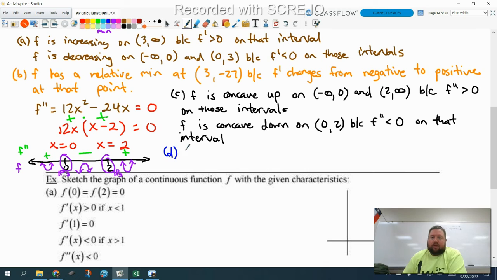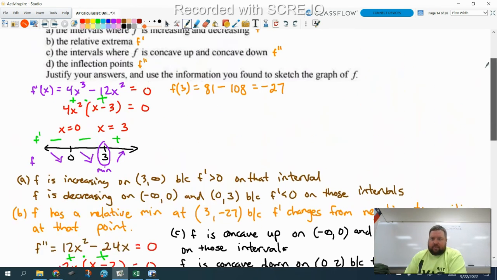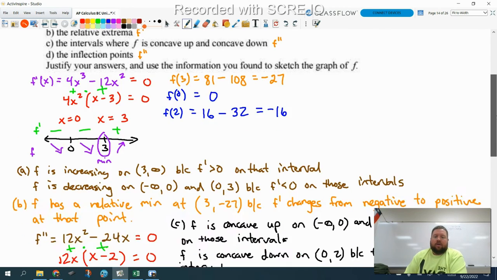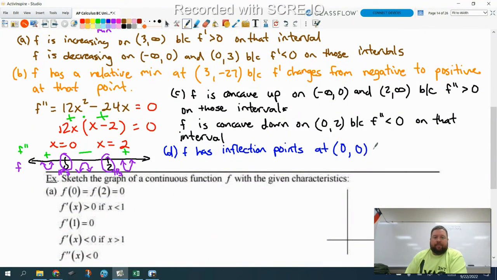Part D, f has inflection points at 0, comma. All right, and once again, I need the y values, so I'm going to do f of 0. And that's just 0. Zero's out both of those. And then I know I'm going to need f of 2 as well. So that would be 2 to the 4th power is 16 minus 2 cubed is 8 times 4 is 32. 16 minus 32 is negative 16. So f has inflection points at 0, 0, and 2, negative 16.